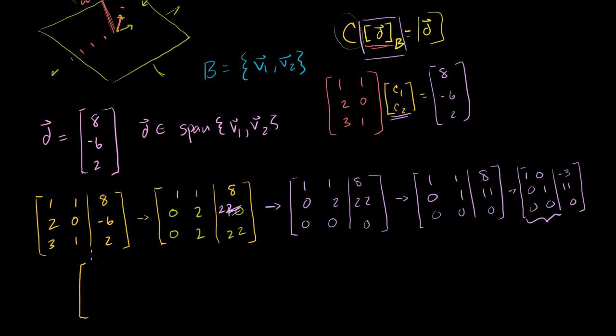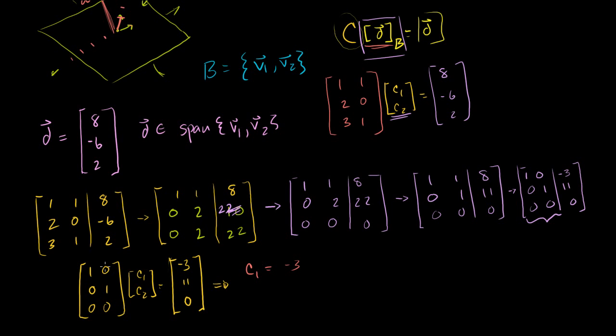I could write that 1, 0, 0, 1, 0, 0 times C1, C2 is equal to minus 3, 11, 0. Or another way of writing this is that 1 times C1 plus 0 times C2, or C1, is equal to minus 3. And then we have 0 times C1 plus 1 times C2 is going to be equal to 11.